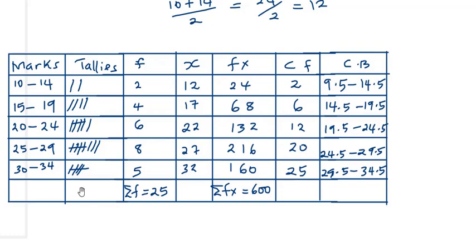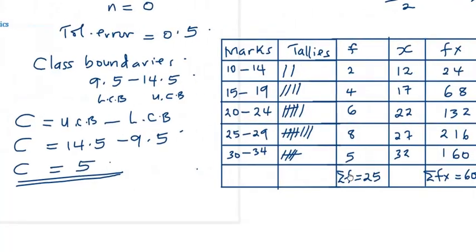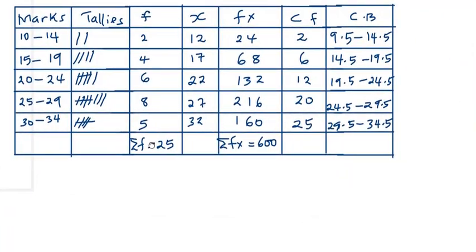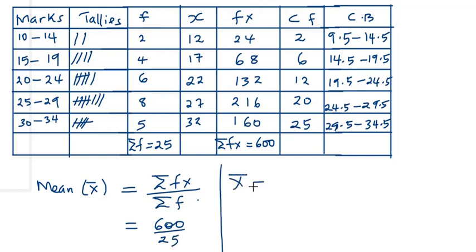Next, now that we are done with our table and coming up with the necessary columns that we can be able to use to find these three measures of central tendency, we begin with finding the mean. X bar, this we say it is summation fx divided by summation f. But what is summation fx? This is 600 divided by 25. So mean x bar is equal to 24.